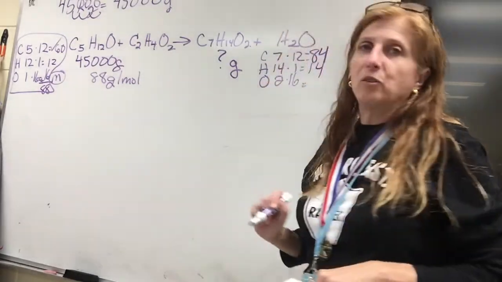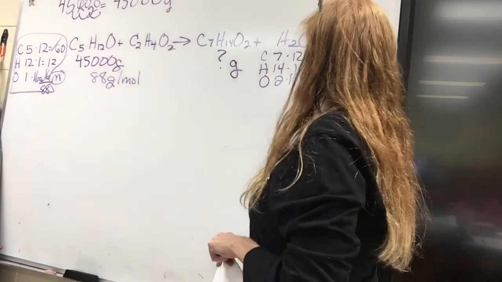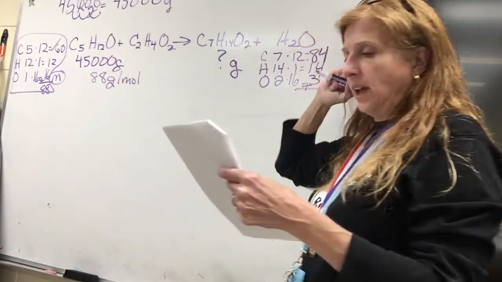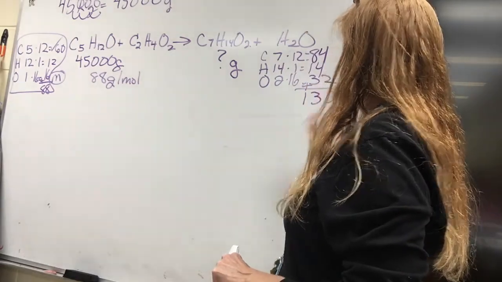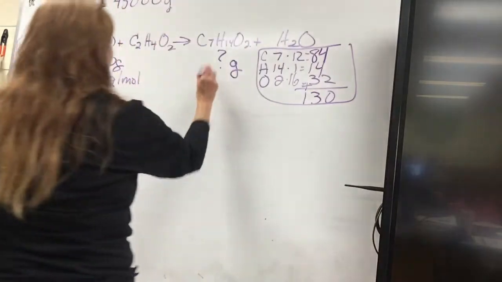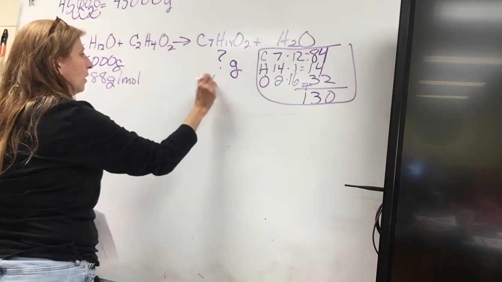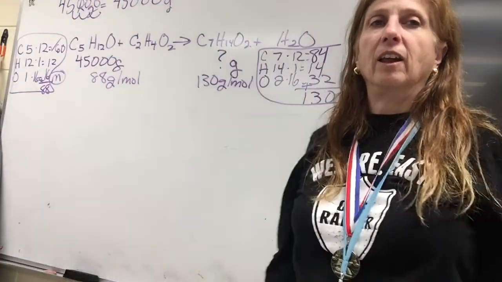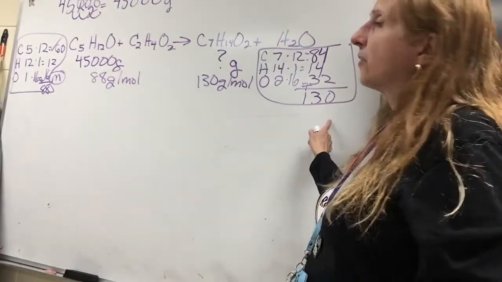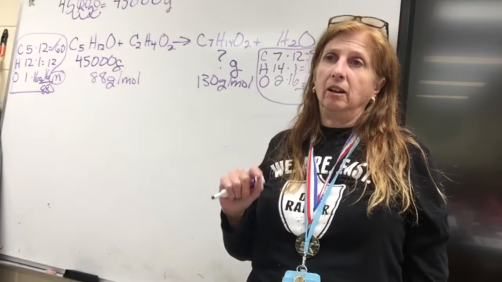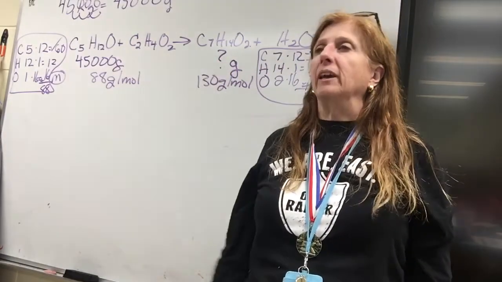Okay. 14 times 1 is 14, and 2 times 16 is 32. Add them up, and you get 130. So now I'm going to put that in a little box out of the way, and I'm going to write my 130 right here underneath, 130 grams per mole. Any questions so far? I want the molar masses boxed because the neater and more organized we can be, the better your grade is going to be.